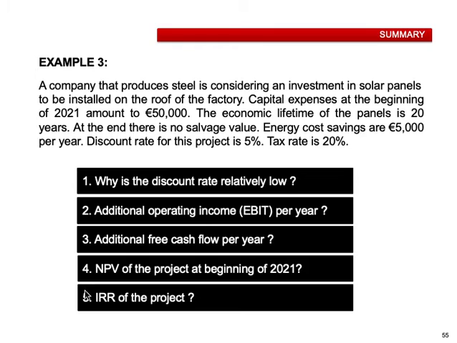5 questions. Question 1. Why is the cost of capital or discount rate relatively low? Question 2. The additional operating income per year. Question 3. What is the cash flow per year? Question 4. What is the net present value? And question 5. What is the IRR of the project? On the next slide, we're going to start with question 1.